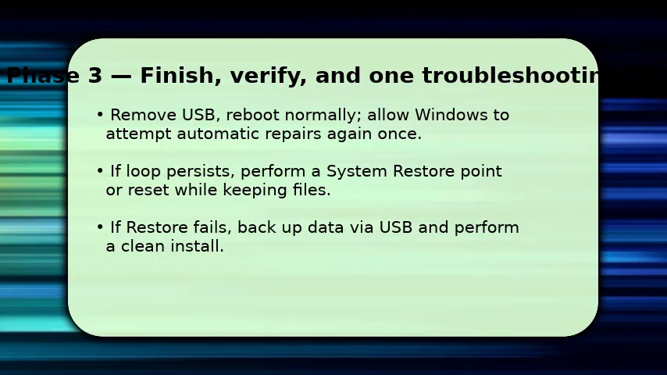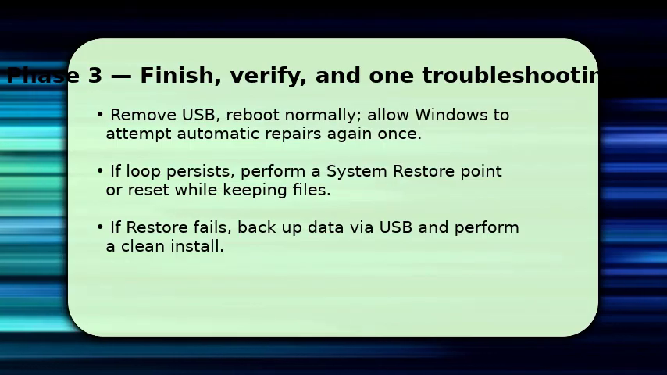If you still hit the automatic repair loop, use Advanced Options to try System Restore. This rolls back recent faulty changes. Make sure to back up important files before a reset. Choose Reset this PC and keep my files if possible.